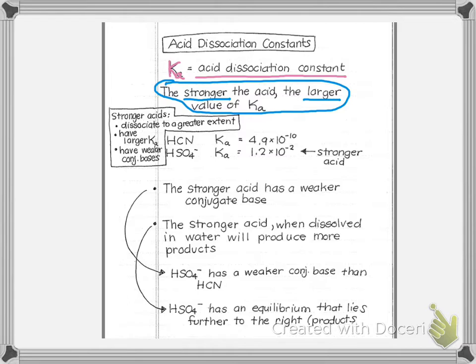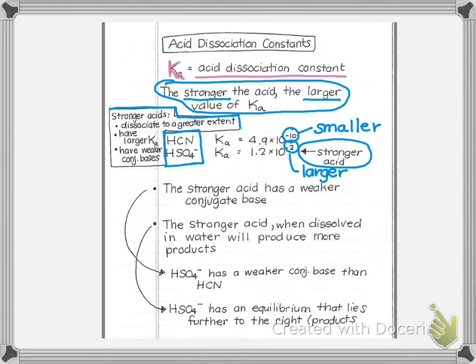Now there's several things that we need to remind ourselves of. So here's two examples, HCN and HSO4 negative, along with their acid dissociation constants. Recall that in negative exponents, which these have, the larger the negative exponent, the smaller the number. So a negative 10 is a smaller number than a negative 2. So since the HSO4 negative has a larger Ka value, we would know that it is the stronger acid. Now what does it mean to be a stronger acid? Here are some of the properties of stronger acids.